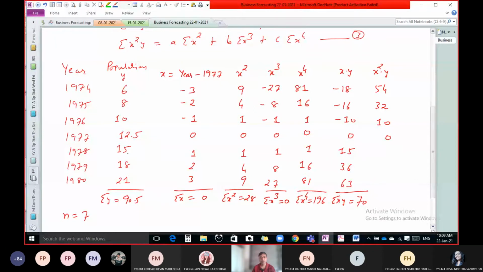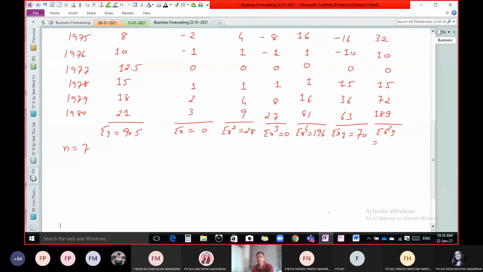Then 0. 15 into 1, 15. Then 18 into 4, 72. And 21 into 9, 189. So we get sigma x square y equal to, yes, tell me, 372. So now we have n, sigma x, sigma y, sigma x square, sigma x cube, sigma x raised to 4, sigma x y, and sigma x square y.